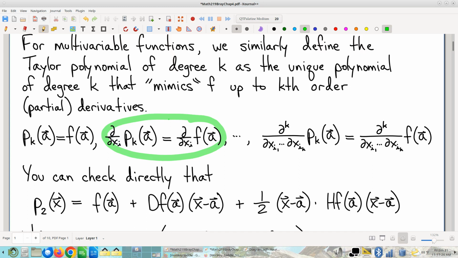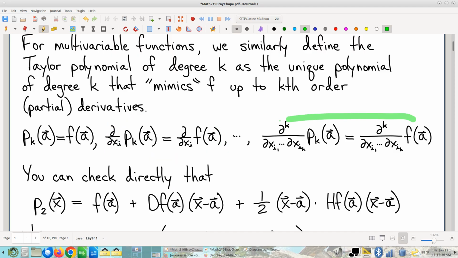And this you could lump into a single statement. You could say it has the same derivative matrix. That's sure, fine. But I'm going to say it has all the same partial derivatives. And then et cetera, et cetera. It also has all of the same higher order partials up to order K. Okay, so again, it's just an attempt to mimic a function f as much as possible in terms of values and derivatives up to the kth order, and there will always be a unique polynomial that will do this.